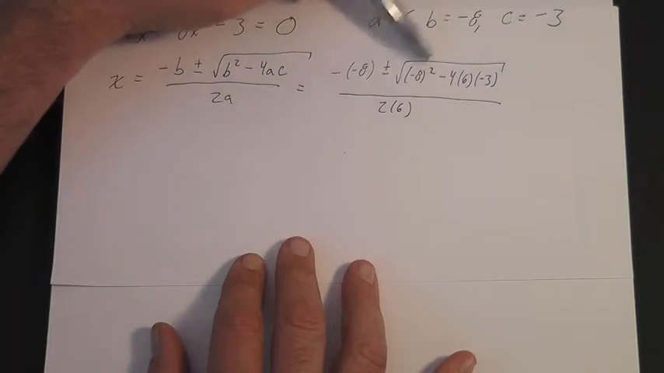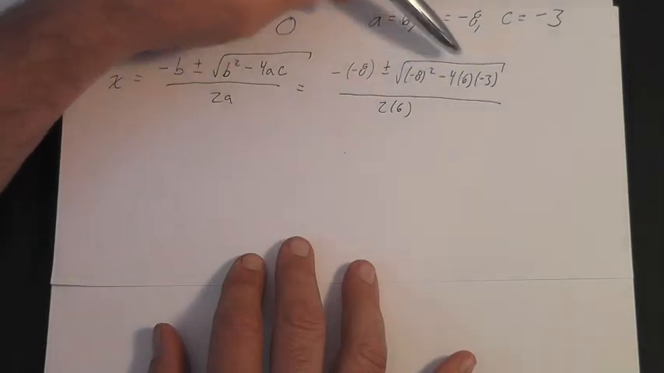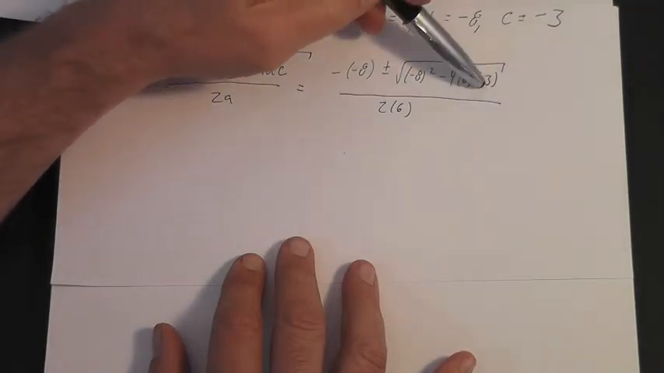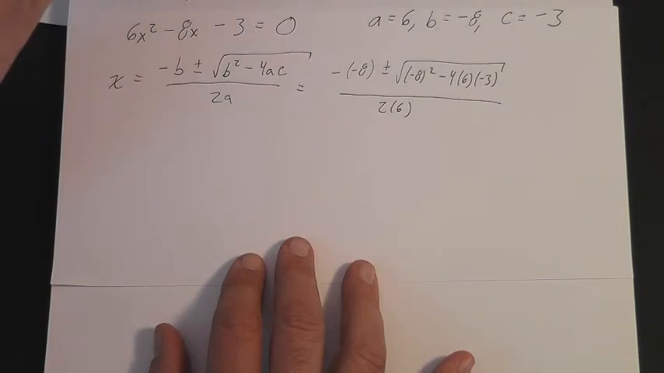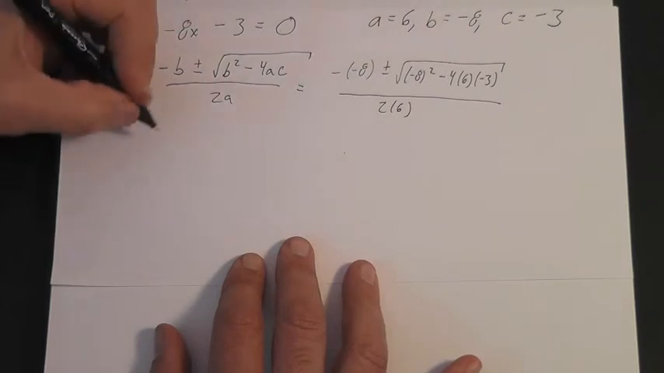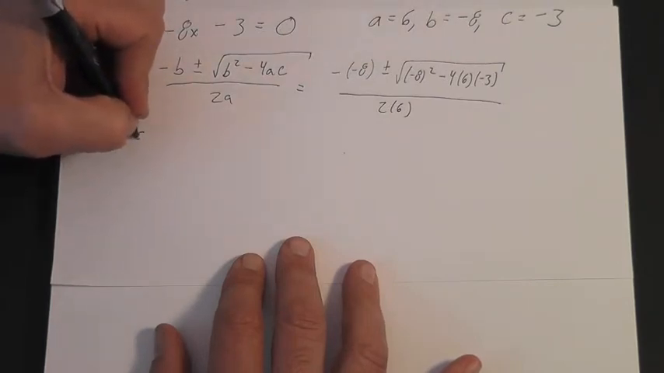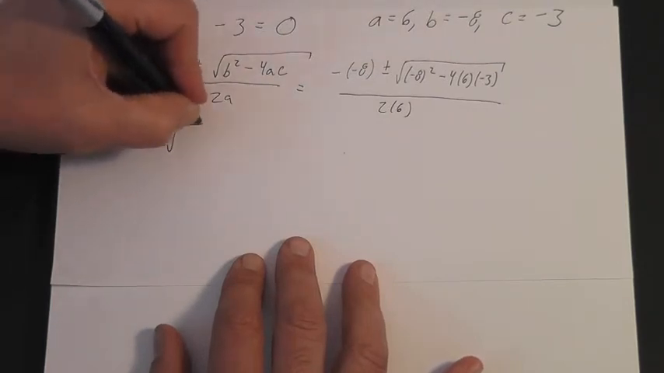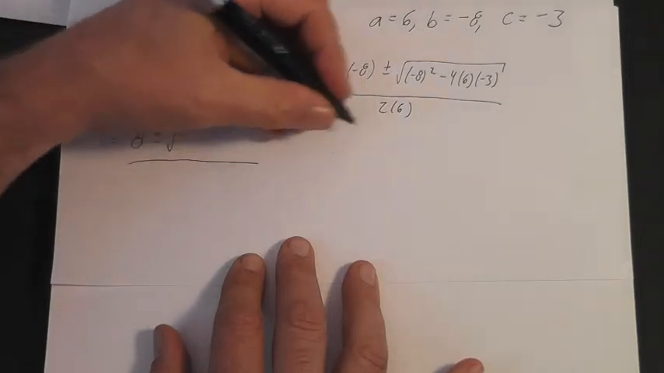Plug a b in here, plug an a in here, and plug a c in here. Now the way that I do this is I simplify what's under the square root first. So that's a minus minus 8, that's a positive 8, plus or minus square root. 2 times 6 is 12.